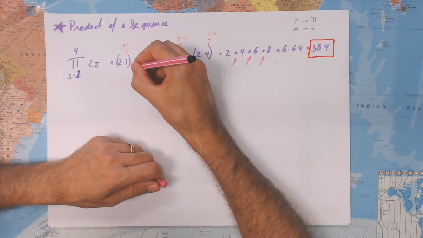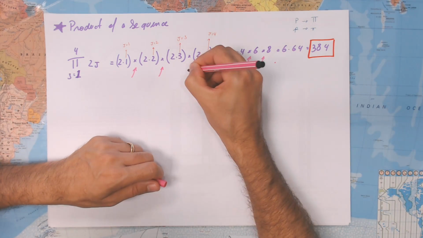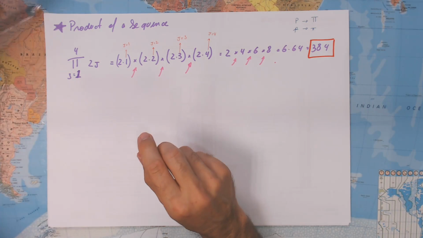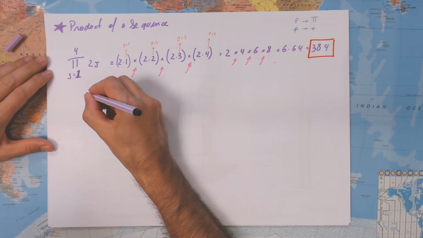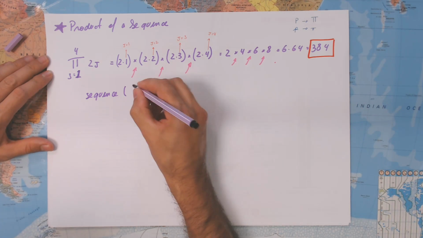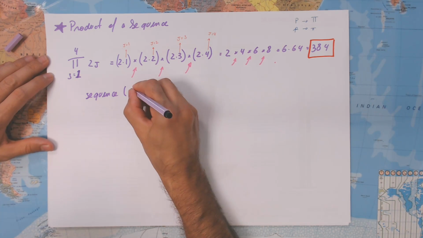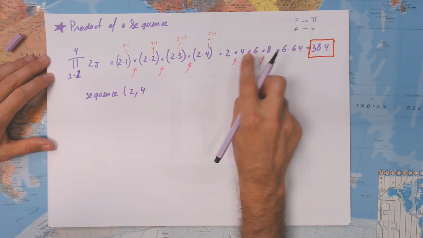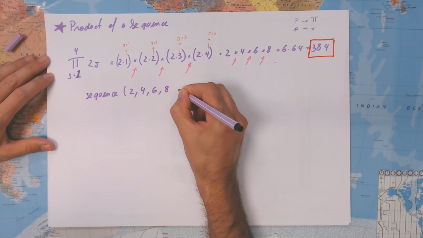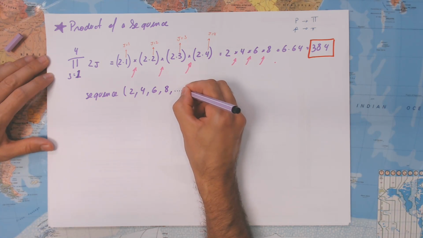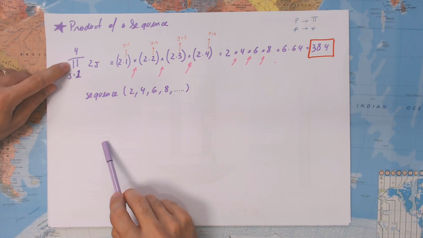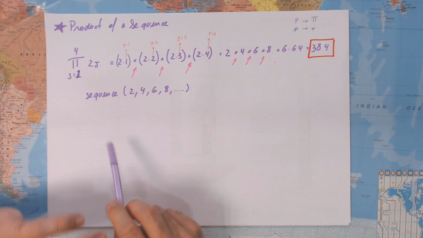Okay, again, we are just multiplying all the individual terms of this sequence. And what is the sequence? The sequence is this one. It is going to be what? 2, 4, 6, 8, and it continues, right? The sequence continues. But we're only considering for the product the first 4 terms.